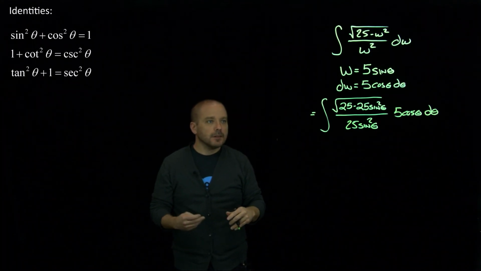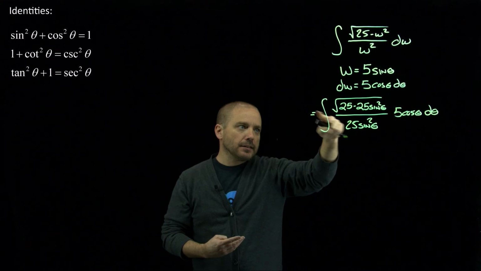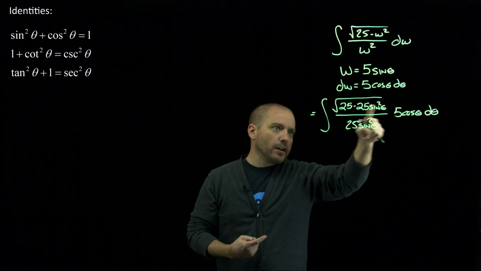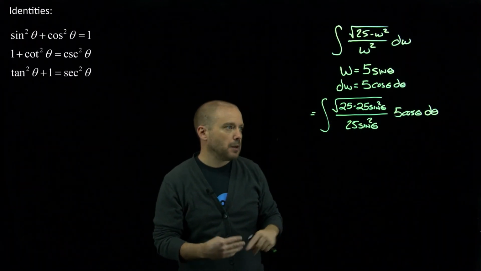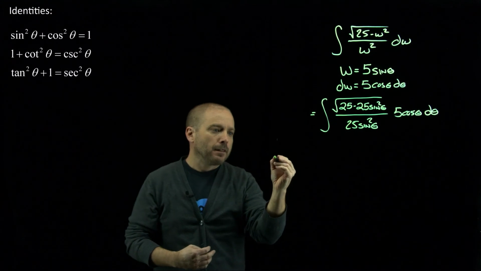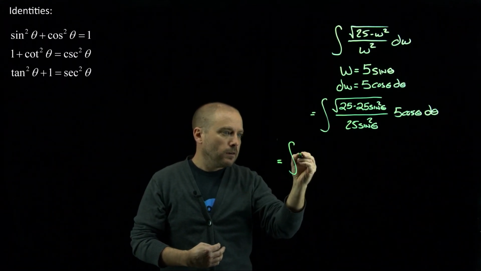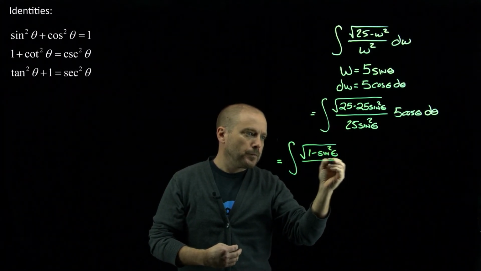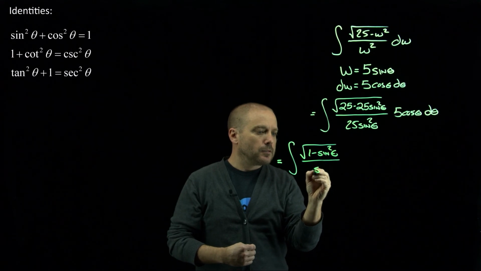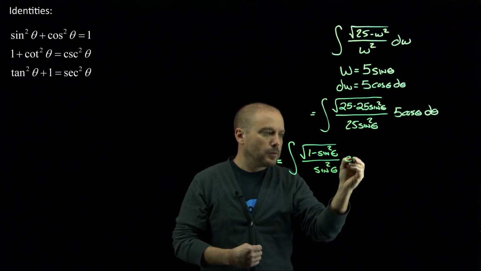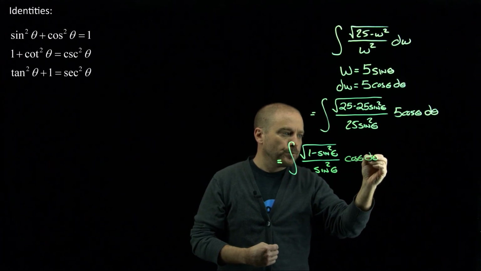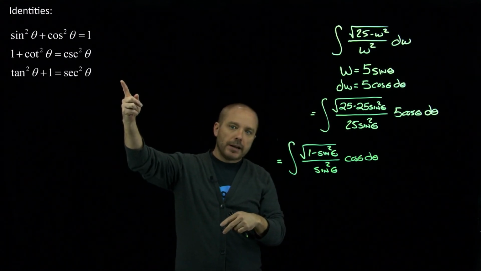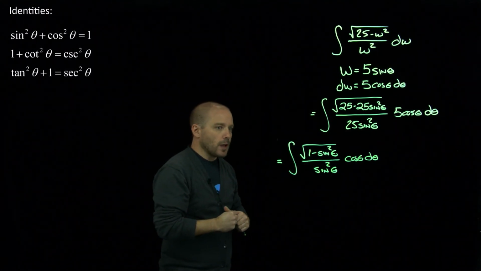Okay. So we want to get that constant out of there, so factor out the 25. Square root of 25 is 5. But we also have another 5 out here, so we've got 25 on top and 25 on bottom. That goes away. So we have sine squared on the bottom, and then cosine theta d theta. And now we have exactly what we wanted. We have the Pythagorean identity, so we can rewrite that as cosine squared.